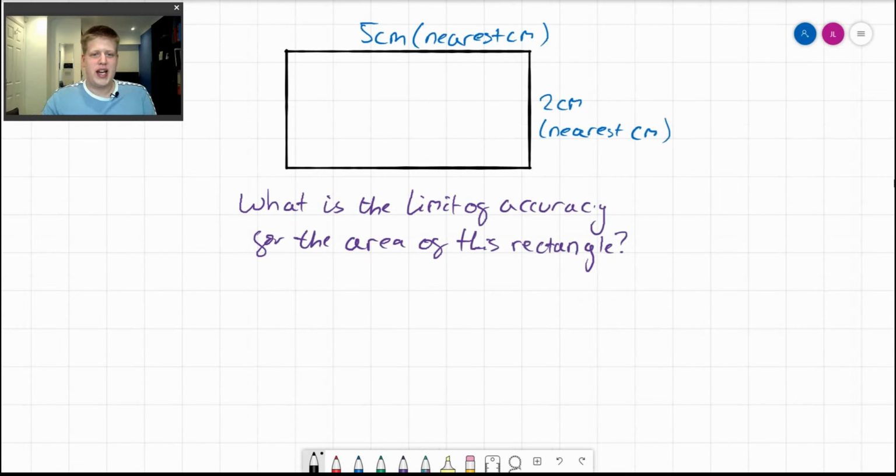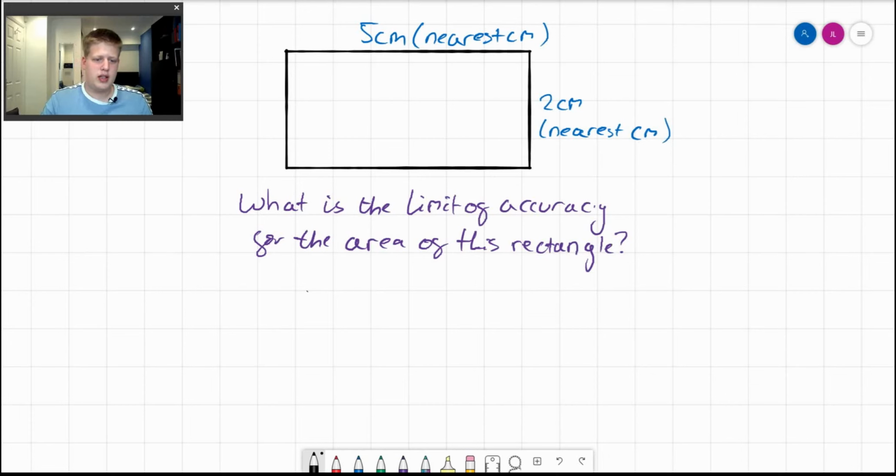We have a rectangle with sides 5 centimetres and 2 centimetres, both of them being rounded to the nearest centimetre. And we need to find the limit of accuracy for the area of this rectangle. Now, the area is just each side multiplied together, so we're looking at multiplying these limits of accuracy. Let's find the bounds of each side.